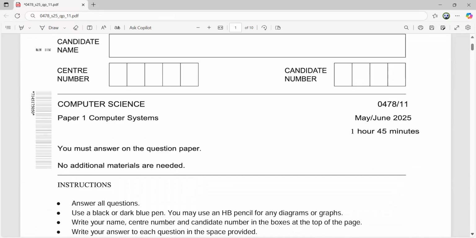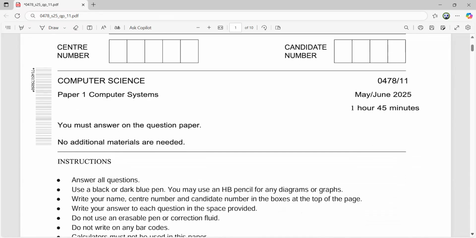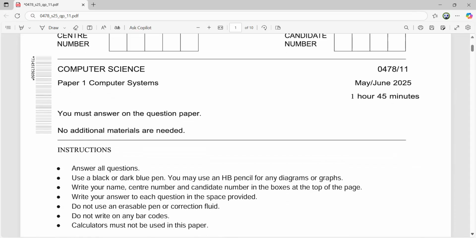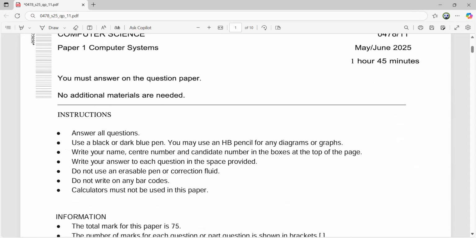Instructions, as we all know, but still, you have to answer all the questions, use a black or dark blue pen. You may use an HB pencil for drawing the diagrams. You have to write your name, center number, and candidate number in the given boxes. Write your answer in the given space. Do not use an erasable pen or correction fluid. Do not write on any barcodes. Calculators are not allowed at all in the paper.